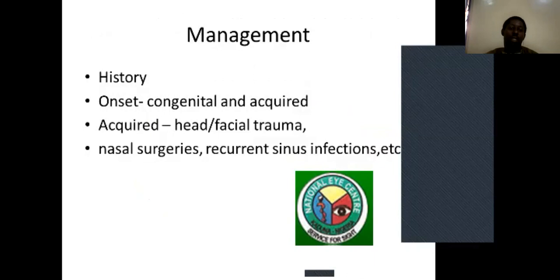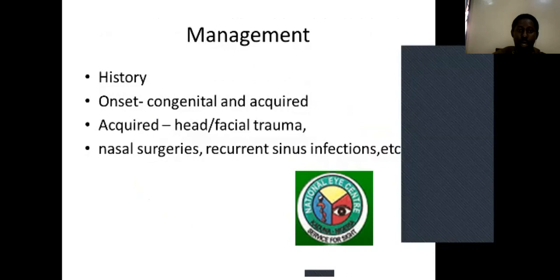Looking at the history, you need to know when was the time of onset. Does it look like congenital or acquired? And if it is acquired, was there a history of trauma, head or facial trauma? Were there nasal injuries? Were there recurrent sinus infections, etc.?